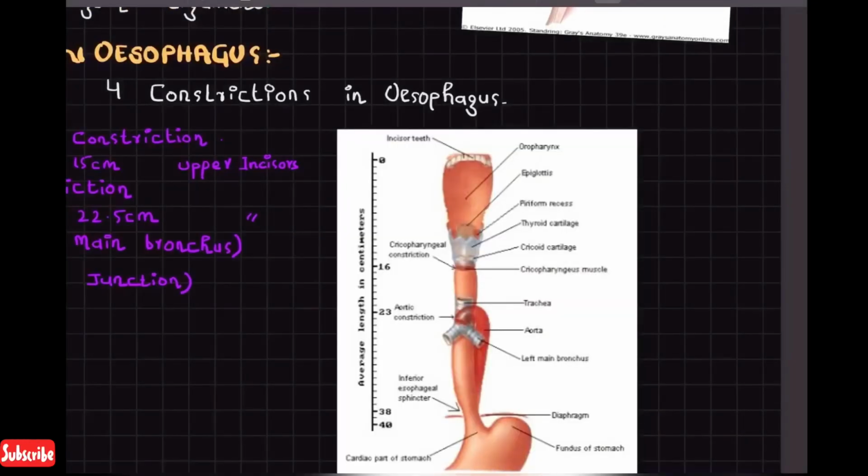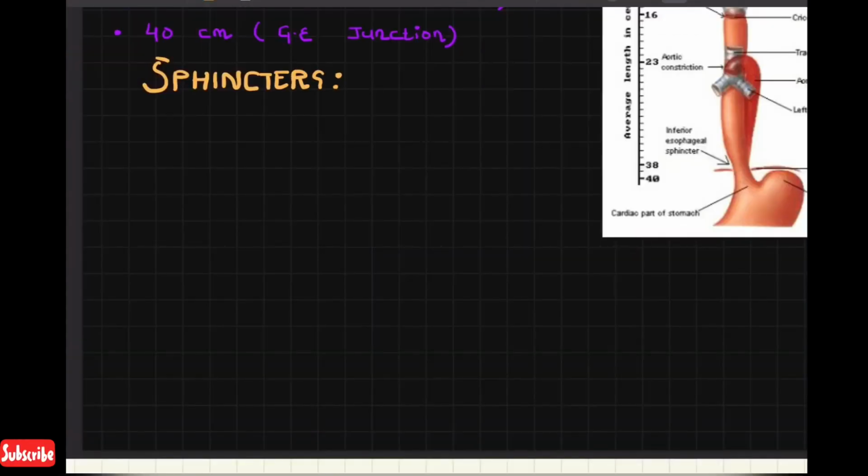These constrictions have very important clinical consequences. For example, a swallowed object can lodge at any of these constricted areas. Or when a corrosive substance is ingested, it will more likely cause more damage than elsewhere along the esophagus. And the reason is that it will move more slowly through these constricted areas.